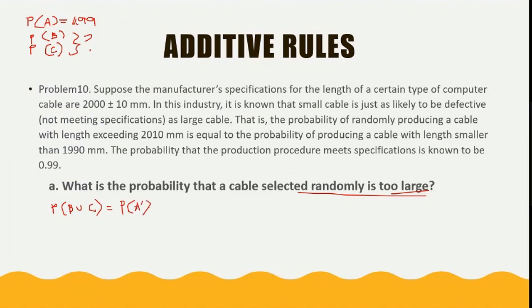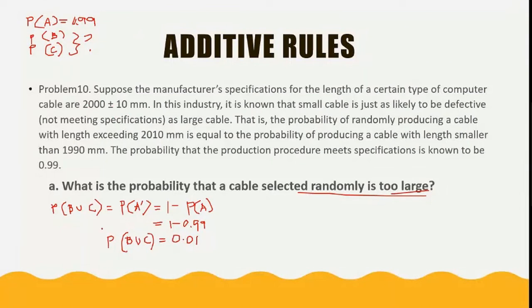Now this is just equal to the complement of A. That's just 1 minus the probability of A, and that is 1 minus 0.99. Then we'll get 0.01. Okay, so that's the probability of getting either B or C, getting a cable length which is not within this specification.